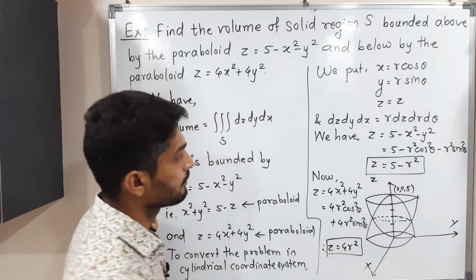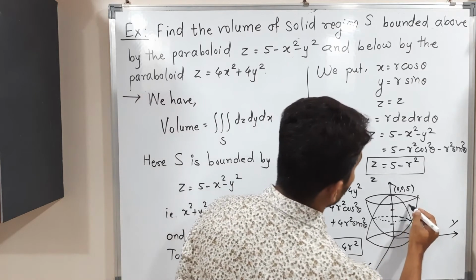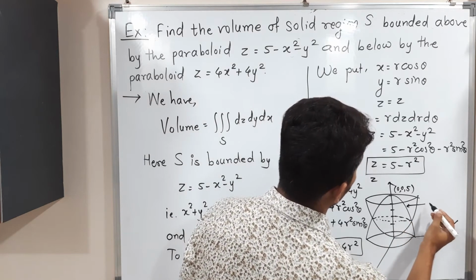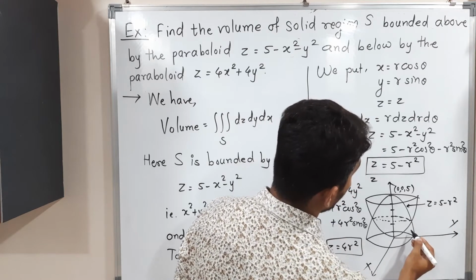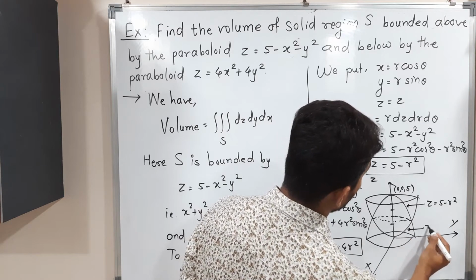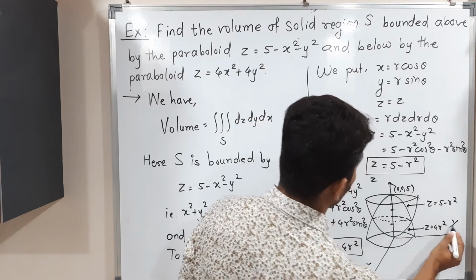Therefore the equation of this paraboloid is z is equal to 5 minus r square, and the equation of this paraboloid is z is equal to 4r square.